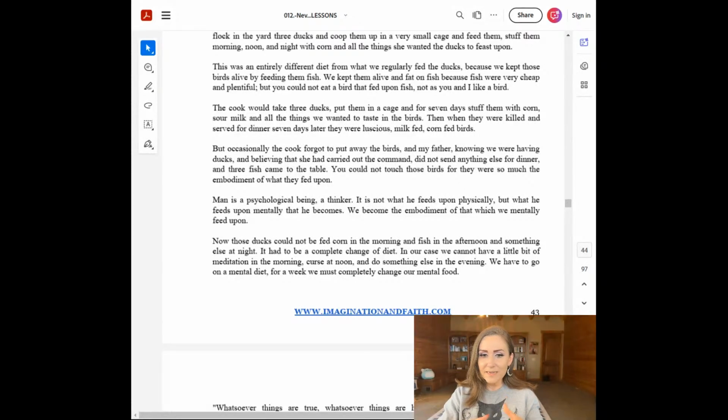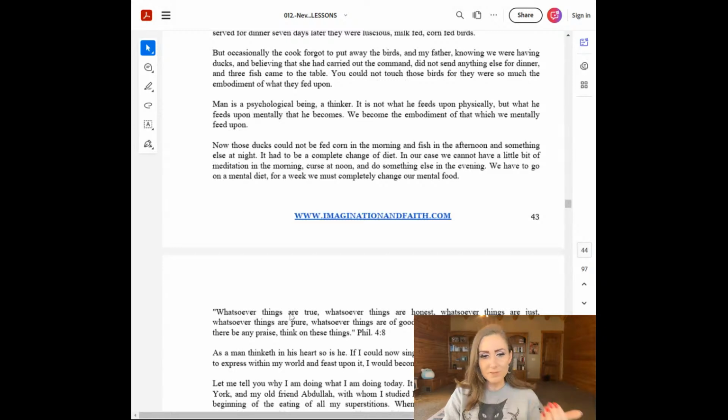In our case, we cannot have a little bit of meditation in the morning, curse at noon, and do something else in the evening. We have to go on a mental diet. For a week, we must completely change our mental food. Whatsoever things are true, whatsoever things are honest, whatsoever things are just, whatsoever things are pure, whatsoever things are of good report. If there be any virtue, and if there be any praise, think on these things.